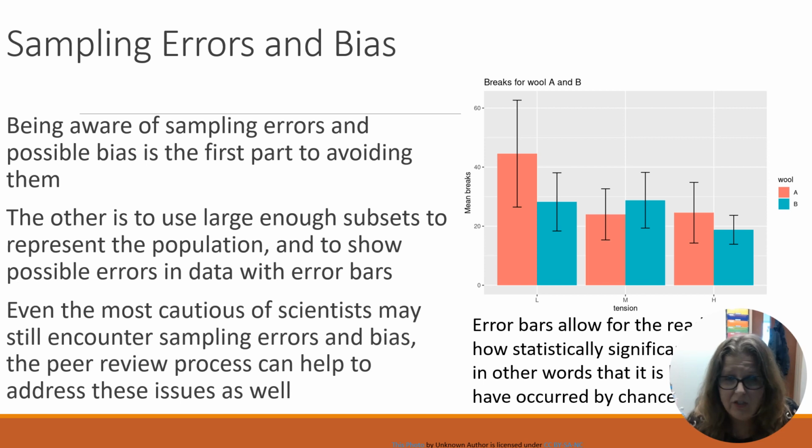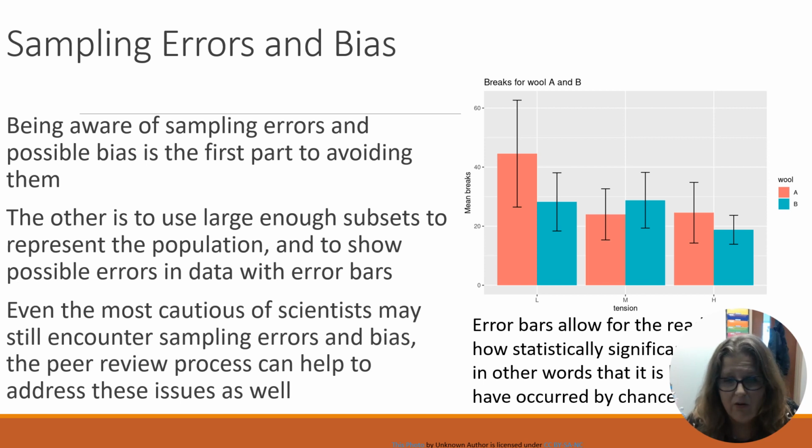This is talking about breaks for wool A and wool B. I don't know the whole thing. I guess they're trying to measure the tension, the strength of these different wools, to see how quickly they break. And they have the mean breaks on the side. So for the first one, it's a little over 40 for wool A, and then for wool B, it's just under 30, so maybe like 28, 29.